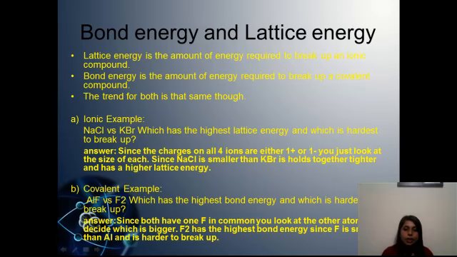Ionic example: sodium chloride versus potassium bromide, which has the highest lattice energy and which is harder to break up. Since the charges on all four ions are either positive 1 or negative 1, you just look at the size of each. Since sodium chloride is smaller than potassium bromide, it holds together tighter and has the highest lattice energy.